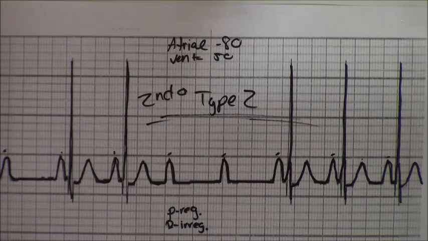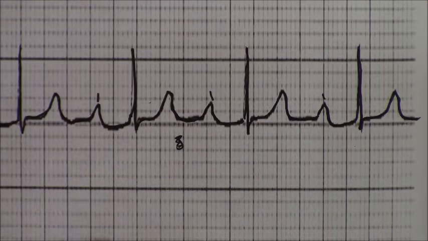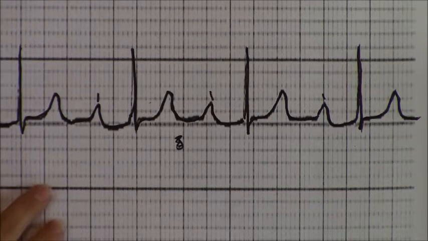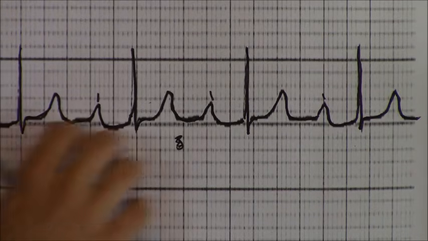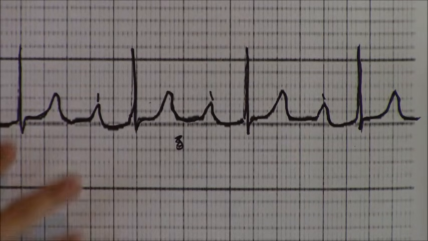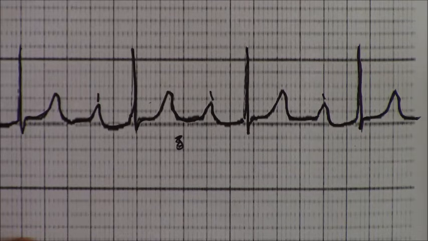So let's do our last rhythm. Here is our last rhythm. Just looking with the naked eye, I would interpret this, hey, I think this might be sinus rhythm. It looks good, everything looks nice and regular, but we know it's not since we're going over heart block. So let's go over our 5 steps and see what we got.